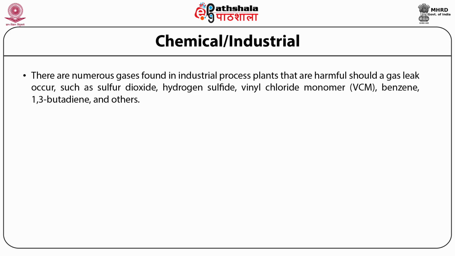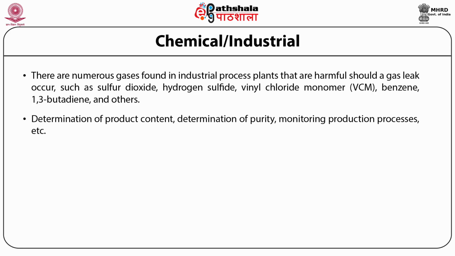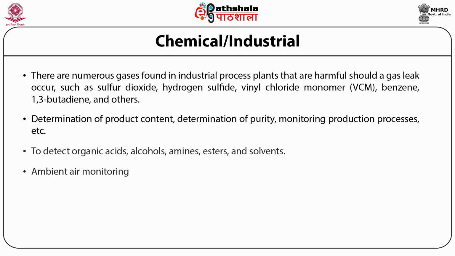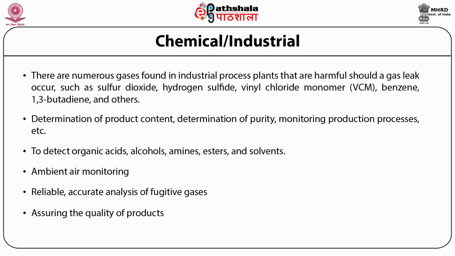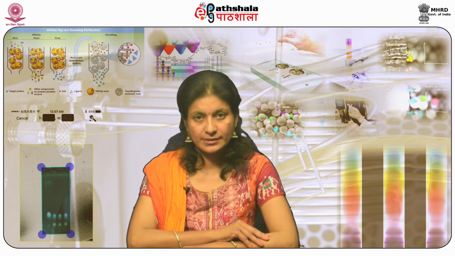GC helps in determination of the product content, determination of purity, monitoring production processes, etc. Thus, it is very important in assuring the quality of products. Gas chromatography is used to detect organic acids, alcohols, amines, esters, and solvents. It gives reliable and accurate analysis of fugitive gases. Measuring toxic substances in soil, air, and water.